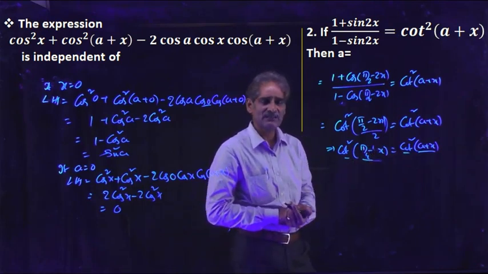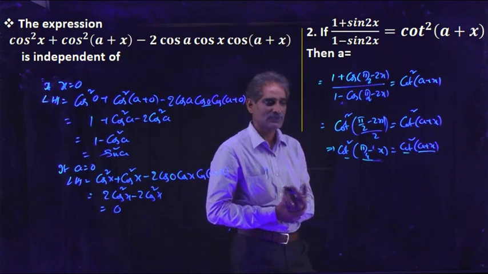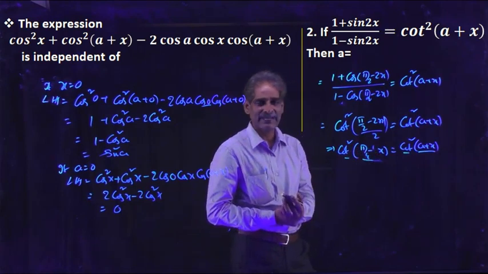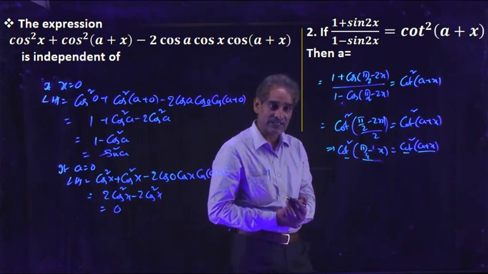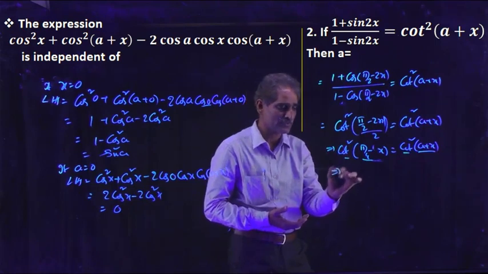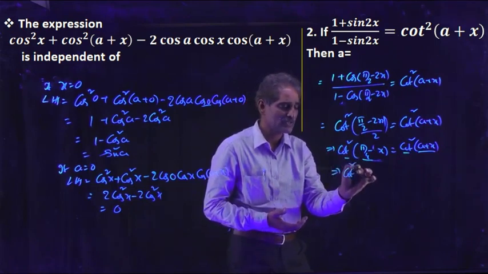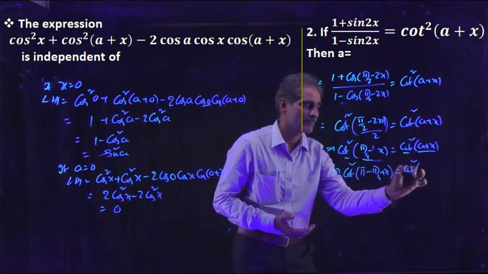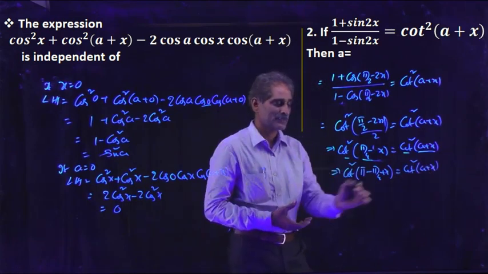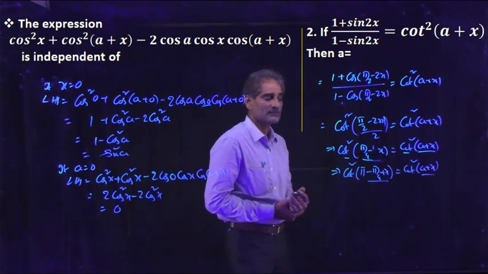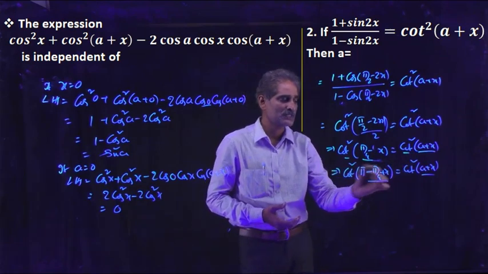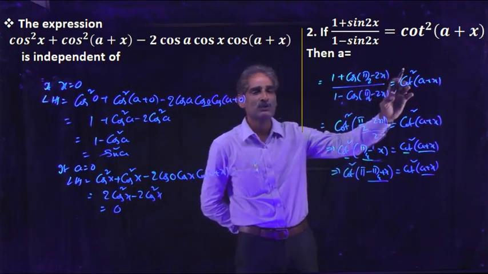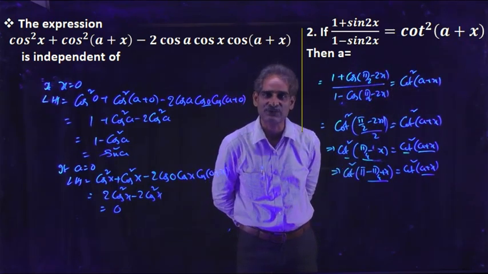How can you write it? It is simple. Here square is there. You can write cot of (pi minus theta) is minus cot theta. But square is there, so no problem with the negative. So we can write cot square theta as cot square of (pi minus theta). That means this one. So by direct comparison, x is the same, and pi minus pi by 4 is equal to a. Just observe that. This expression is equal to cot square of (a plus x). What is the value of a, it is asking.